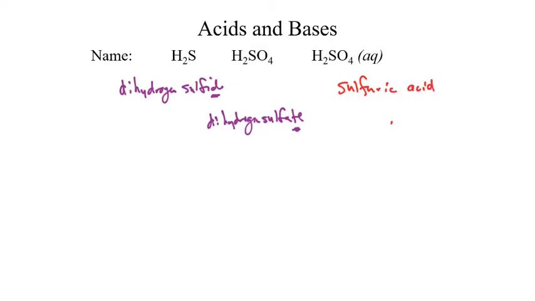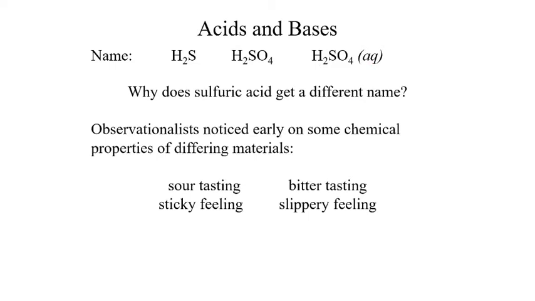Okay, well, that big shift in the name comes from the fact that we have hydrogen in front in the AQ, which meant an acid. Well, why do I care? Why do I need a different name for an acid? It gets a different name as an acid because it's one of the kind of core or first discovered reactive things. Okay, so observationalists, which is where a lot of science starts, or all science starts, is with an observation.